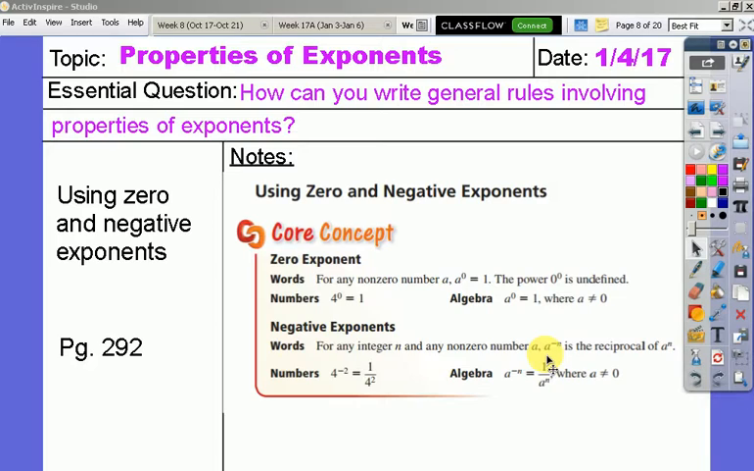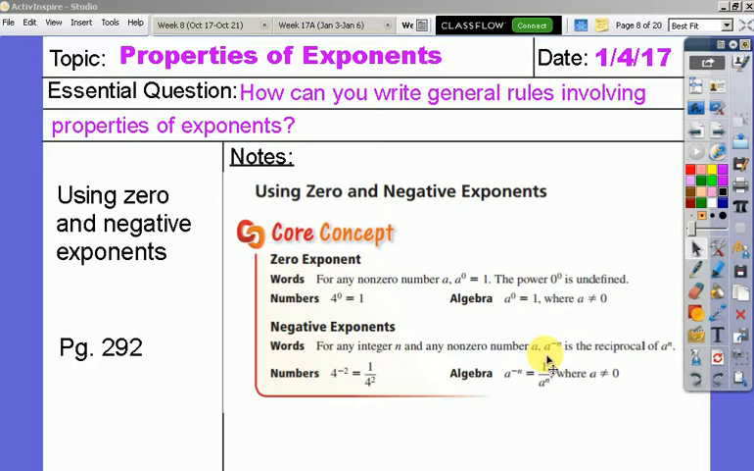So we are talking about properties of exponents today. Zero exponent. It says for any non-zero number a, a to the 0 is 1. And I'll talk about why that is. A lot of people just say it's 1 and that's it. They don't really explain why. There are several ways that you can talk about this so that it makes sense. But the way I'm going to explain it, I think, is going to be the simplest.